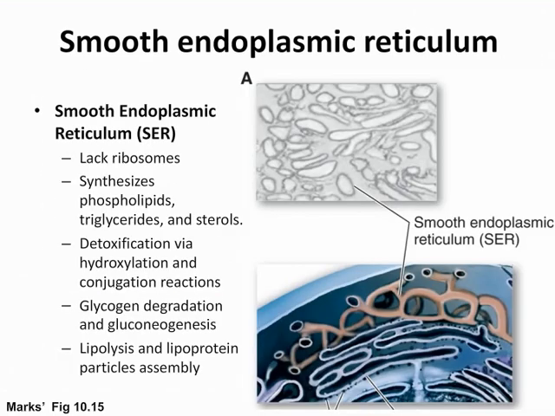The first type of ER is going to be smooth ER. So make sure you know that smooth ER has no ribosomes. The main function is to synthesize phospholipids, triacylglycerols, and sterols. Also, detoxification is a key component. Glycogen degradation, gluconeogenesis, glycolysis. So all of these are functions of the smooth ER.